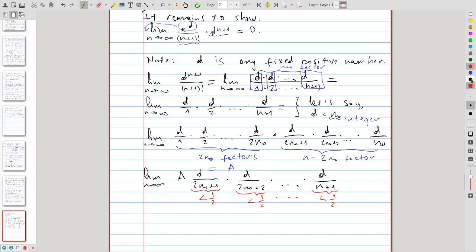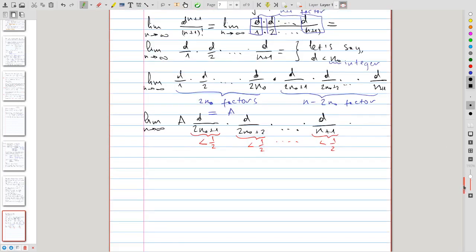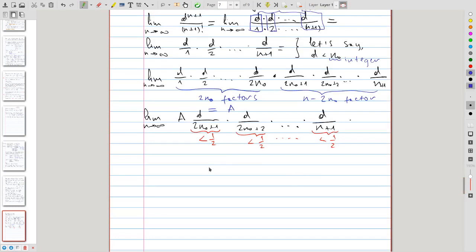So we will have a limit of a constant number a multiplied with something that is less than 1/2 to the power n minus n0.